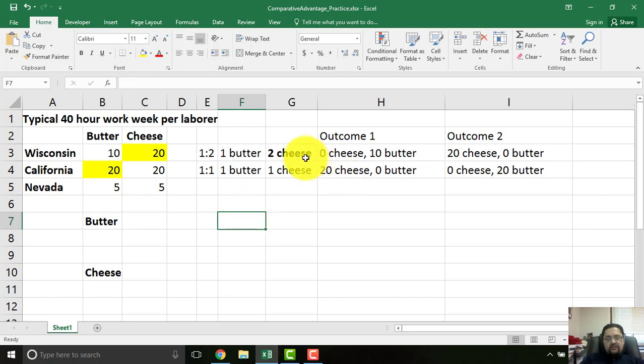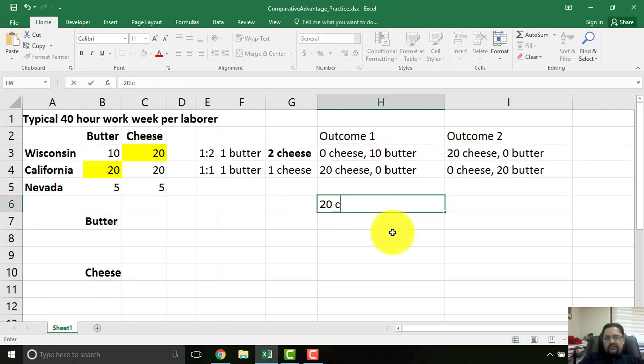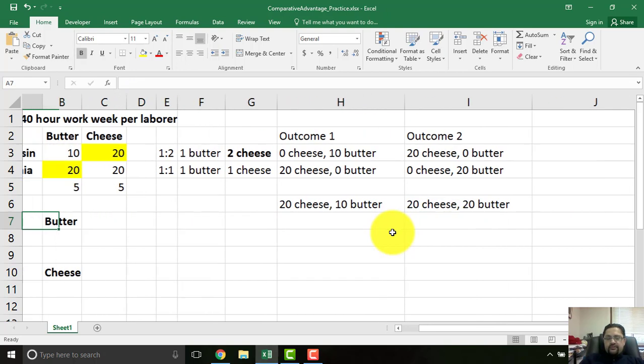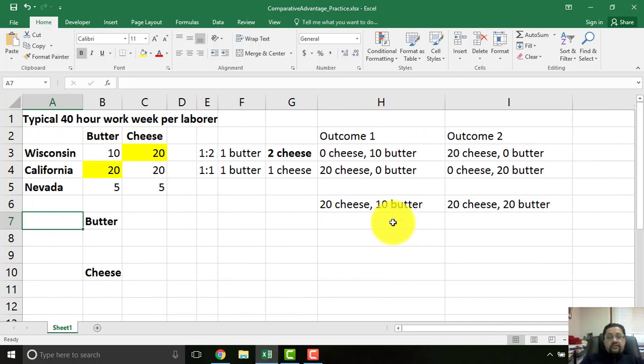By using comparative advantage, we ask who has the lowest opportunity cost or the highest opportunity cost. So the world would miss out on, if you just look here, what's the total? We have 20 cheese produced and 10 butter. Here we have 20 cheese, 20 butter. The world would lose out on 10 units of butter if we chose the wrong partner under this model. Okay?